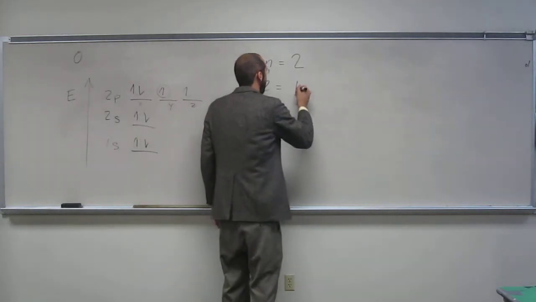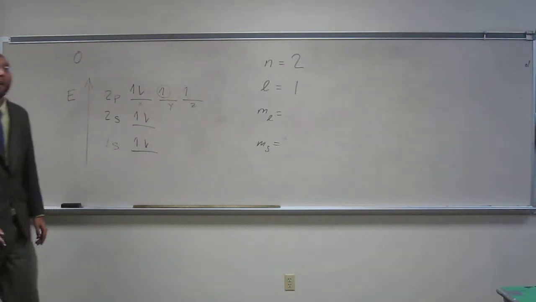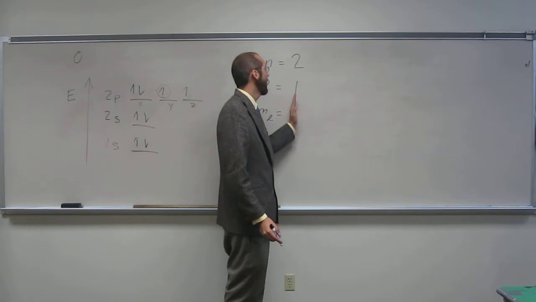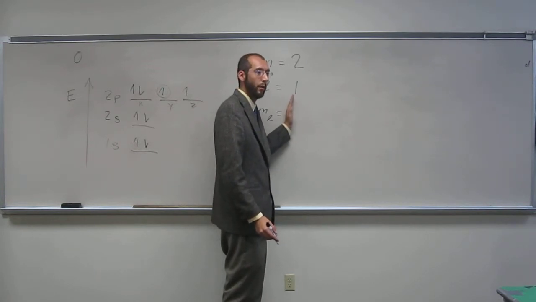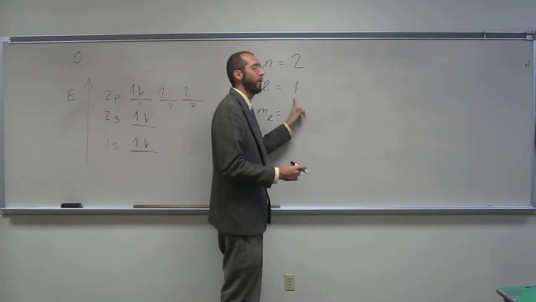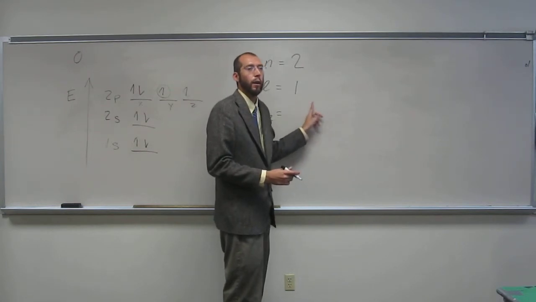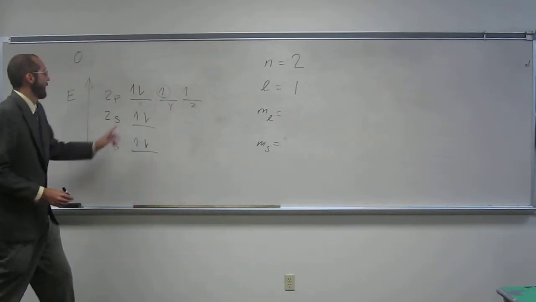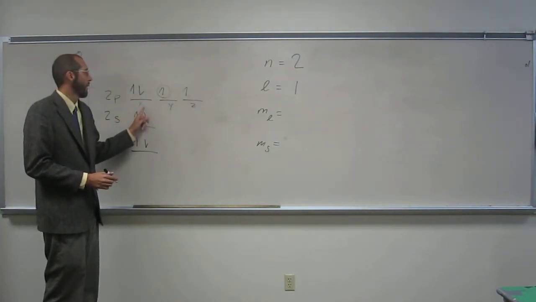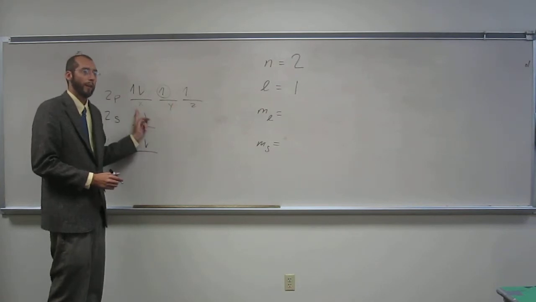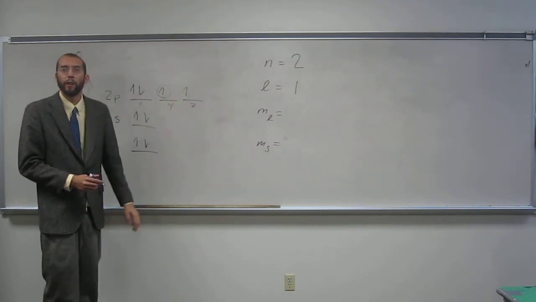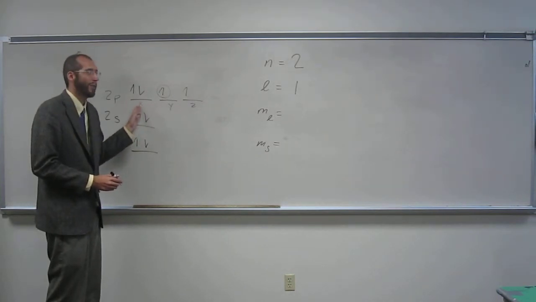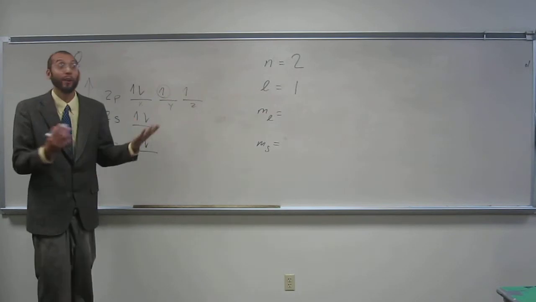Okay. M sub l. This is the integers plus or minus this number and in between. So in other words, minus 1, 0, plus 1. Is everybody okay with that? So in this case, minus 1, 0, plus 1. Okay, so which one would this one be? Minus 1. This one here, minus 1, but the one that we circled, sorry. Zero, right?